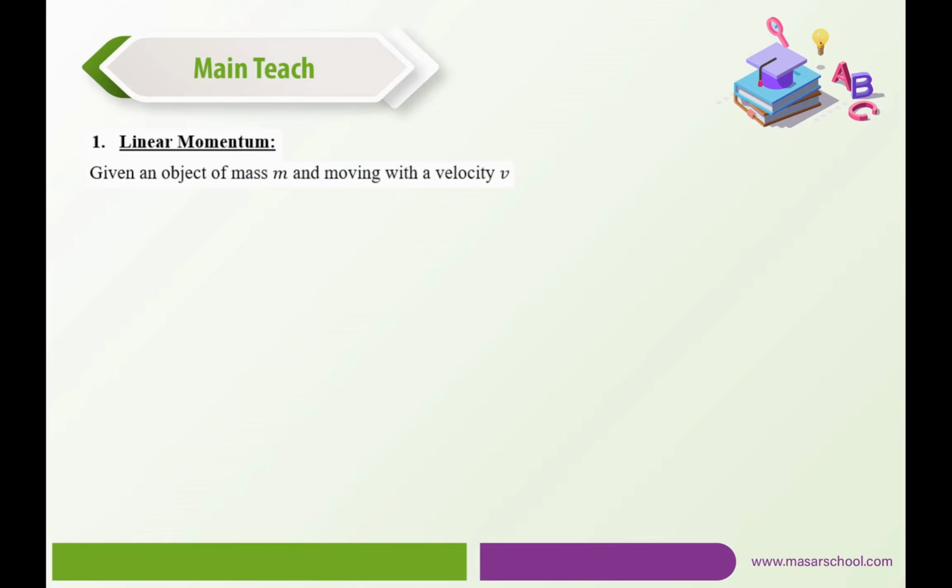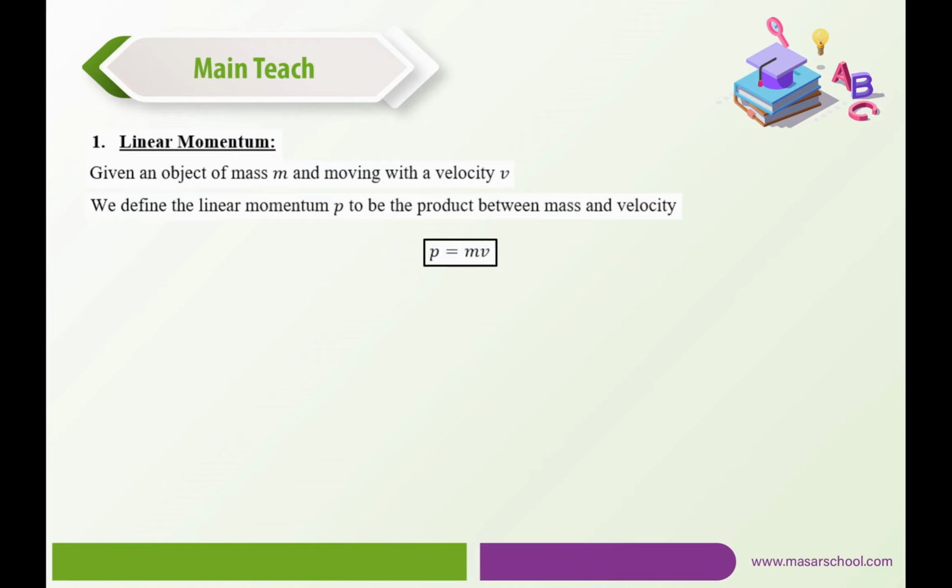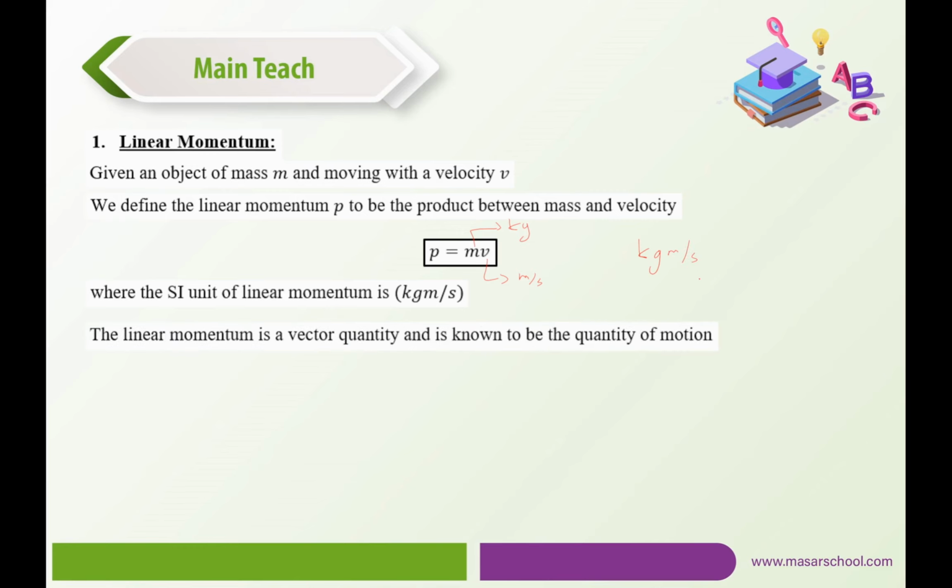Given an object of mass m moving with velocity v, we define the linear momentum p to be the product of mass and velocity, where the SI unit of linear momentum is kilogram meter per second. Why so? The SI unit of mass is kilograms, and the SI unit of velocity is meter per second. Then the SI unit of the linear momentum is the product of kg by meter per second. Now the linear momentum is a vector quantity, and it is known to be the quantity of motion.